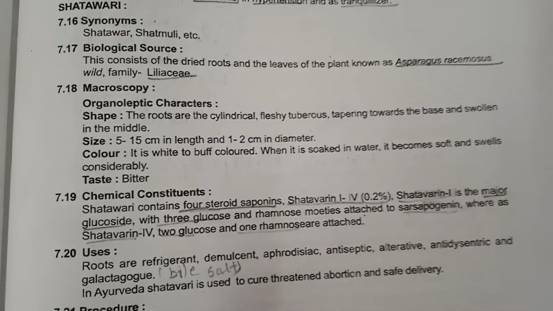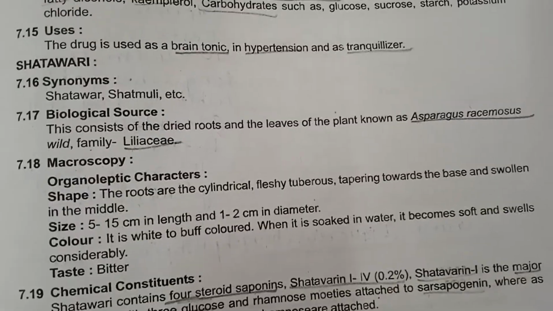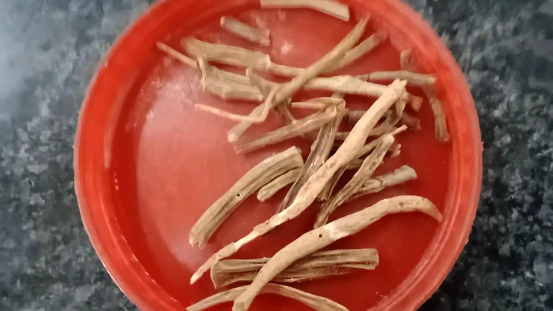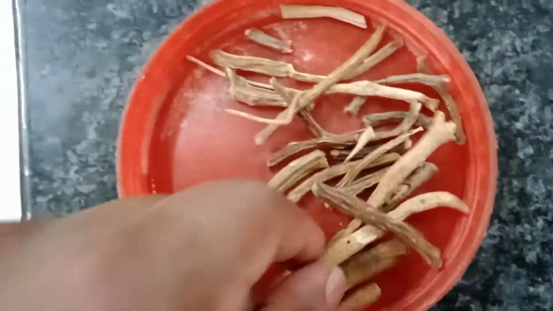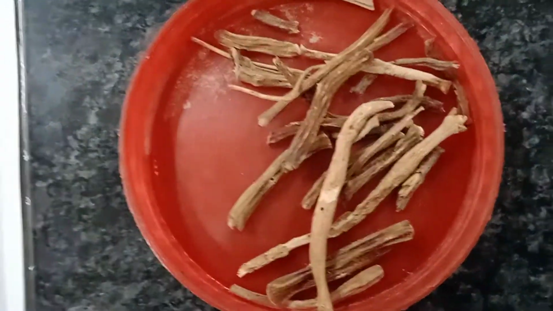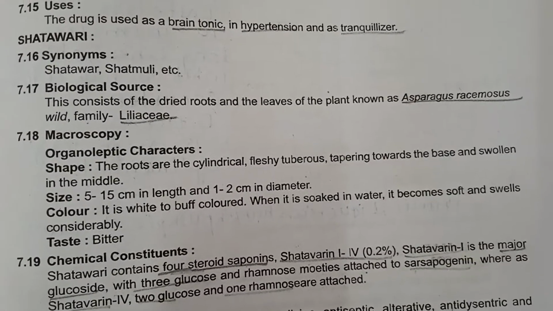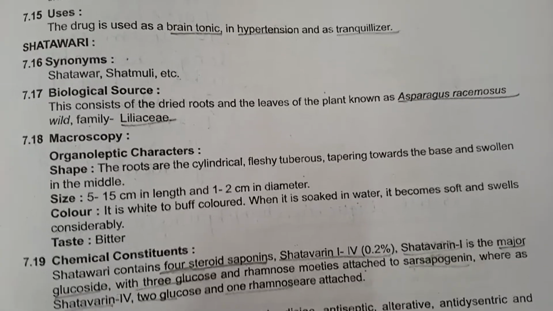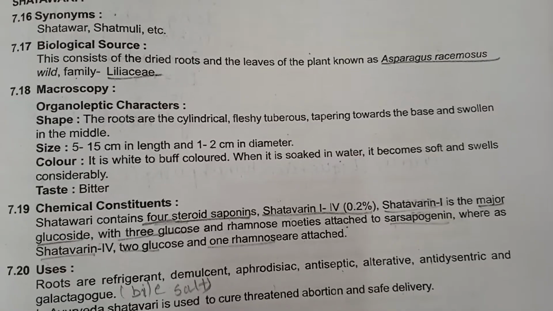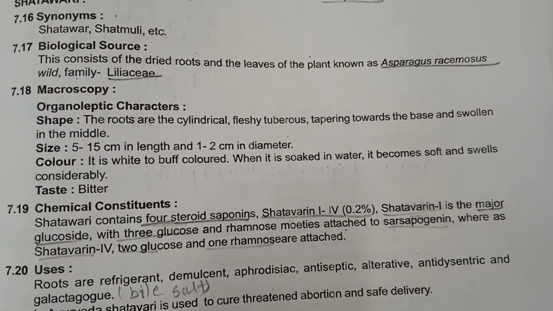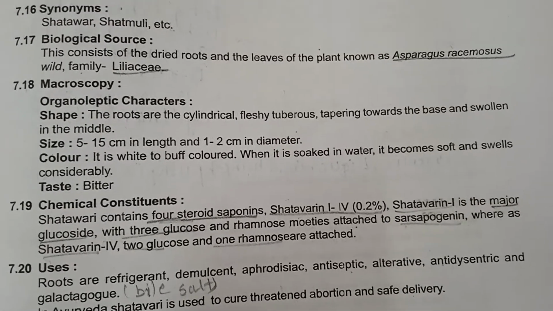Fourth drug is Shatavari. It is also called Shatavar or Shatmuli. Here you can see this is a Shatavari plant, or you can call it Shatmuli. It is the root of the plant. This drug consists of dried roots and the leaves of the plant known as Asparagus racemosus Willd, family Liliaceae. Shape of the root, as you can see, is cylindrical, fleshy, tuberous, tapering towards the base and swollen in the middle.